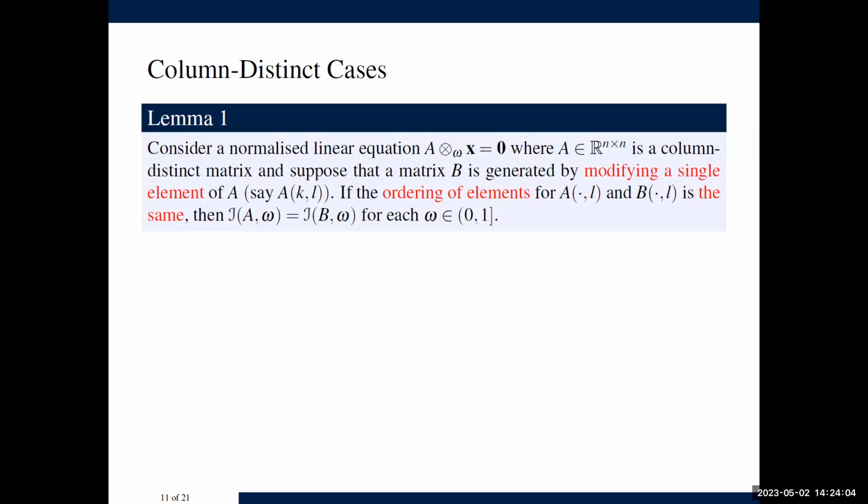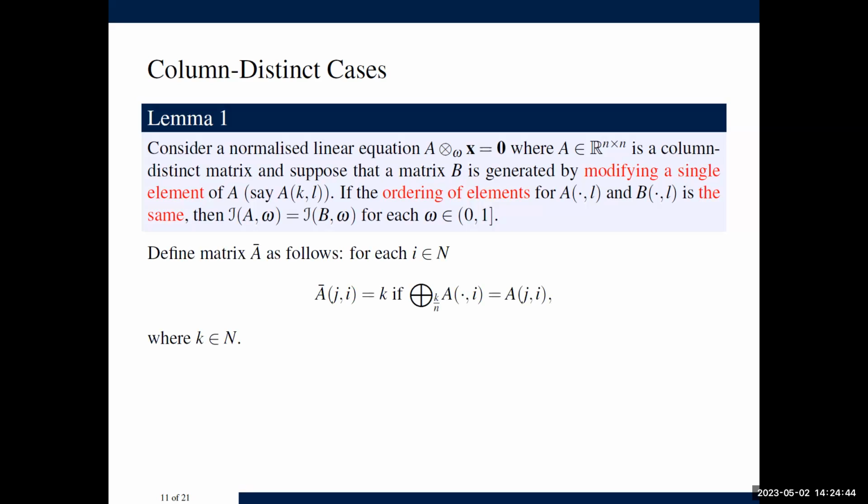The next result: when the metric is column distinct, and we have a new metric P, which is generated by modifying a single element, let's say A_KL. If the ordering of the element at the same column, the L column, is the same, then the set of solution index for both metrics with the same omega of atoms must be exactly the same. Unfortunately, the proof is quite long, so I don't put it in the slide.